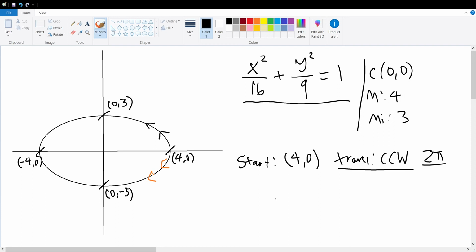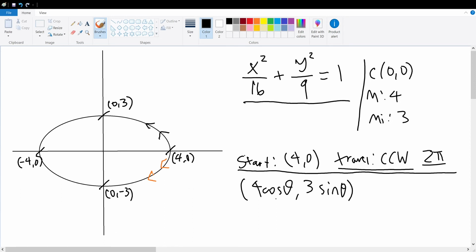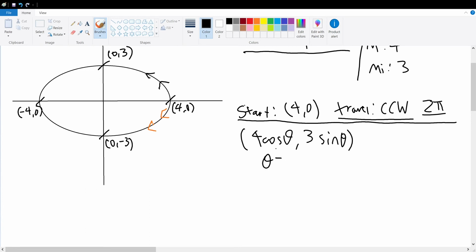So how are we supposed to parameterize it? Well, the parameterization will be 4 times cosine of theta, comma 3 times sine theta. And the reason this is true is because we can look at the theta angles. Theta will always start from 0, at least in this case. When theta is equal to 0, this becomes 4, as cosine of 0 is equal to 1, and 3 times sine of 0, which is 0, becomes 0. Hence, we know it will start at 4, 0.